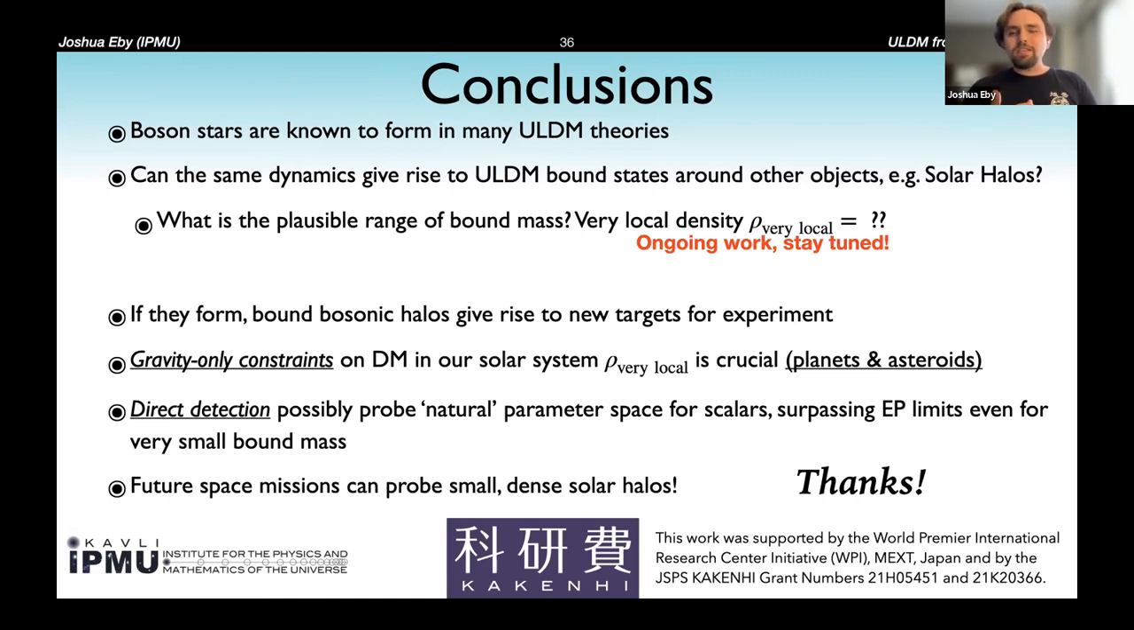And the other takeaway message is that the gravity only constraints on the very local dark matter density are actually not that strong. And so it would be cool to have new ideas or even probes to send out into the solar system that could just tell us how much dark matter we have. I think that's a really important and under-investigated question. With that, I'll thank you for your attention.